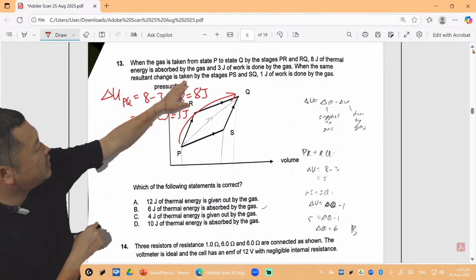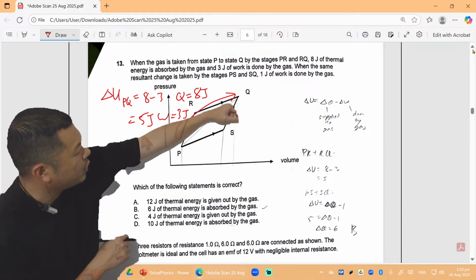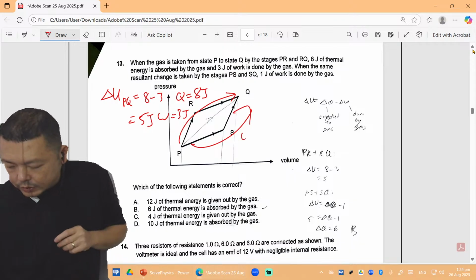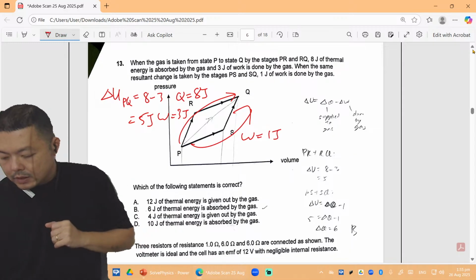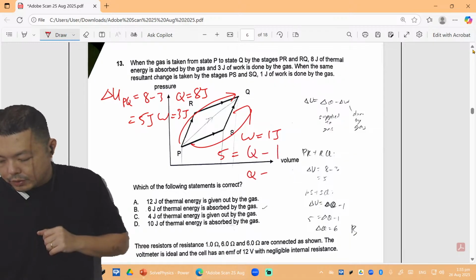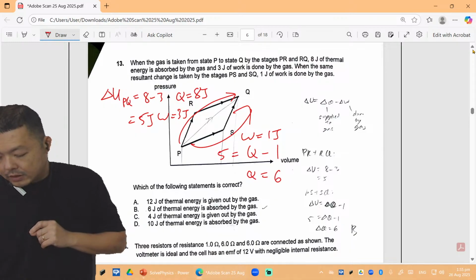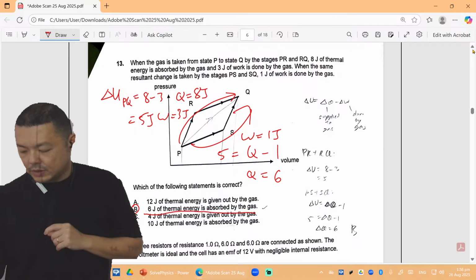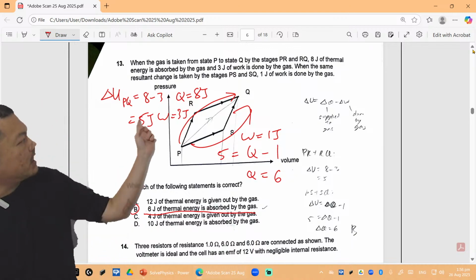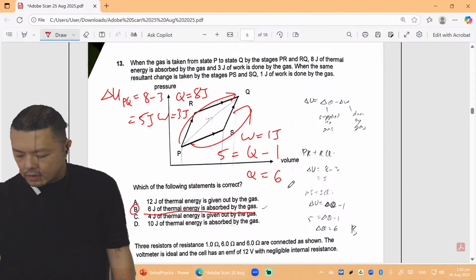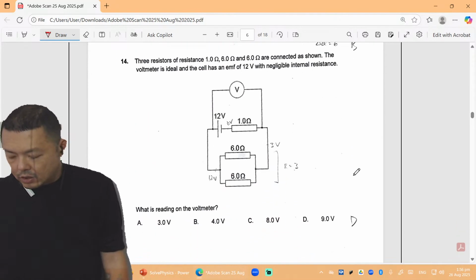So when the same resultant change is taken by P to S and S to Q, only 1 joule of work done. So from this way, W is equal to 1 joule. And therefore the 5 joules, because it's PQ, is equal to Q minus 1. So Q is equal to 6, right? So B is the answer, because 6 joules is absorbed. So you gotta do it this way. You gotta find out what's the change in internal energy from P to Q. Right, that's for 13.